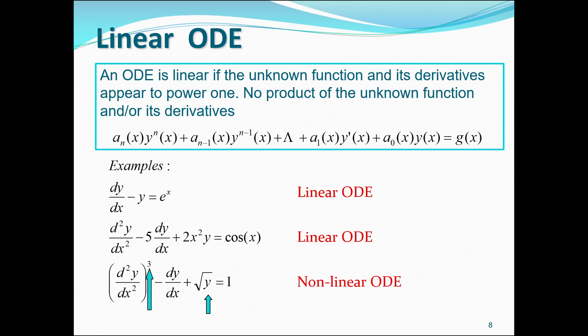This is a second order ordinary differential equation, but the highest derivative d squared y by dx squared has power 1. Therefore this is also a linear ordinary differential equation. The third equation is (d squared y by dx squared) the whole cubed minus dy by dx plus square root of y equal to 1.